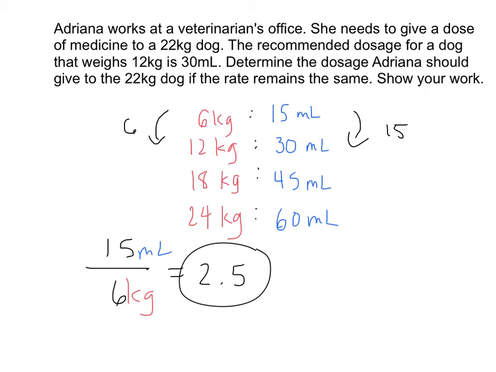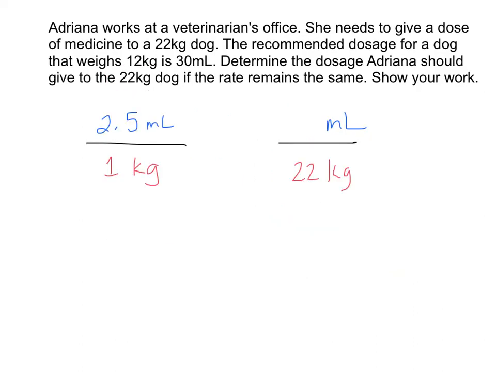We can also write 2.5 over 1. Remember, if you divide any number by 1, you still get the same answer. That means that a 1 kilogram dog would need 2.5 milliliters of medicine. So what do you think a 22 kilogram dog would need? Well, now that we know that the rate is 2.5 milliliters for every 1 kilogram dog, can we find a ratio that's equivalent to this?